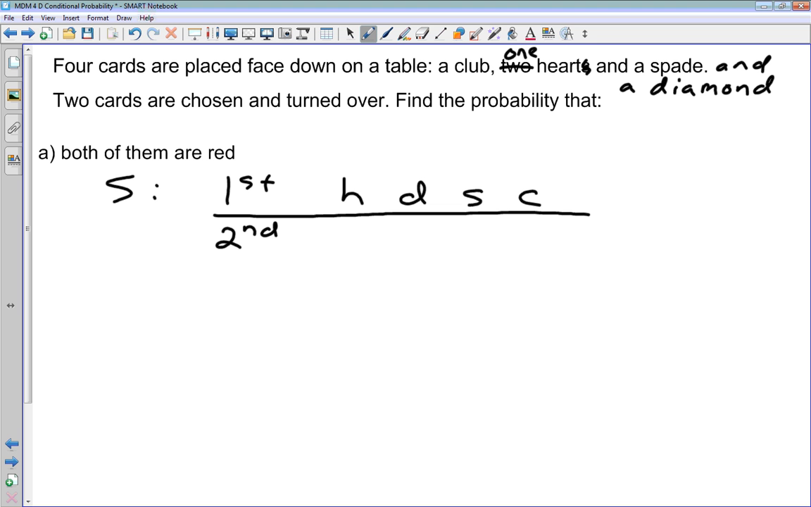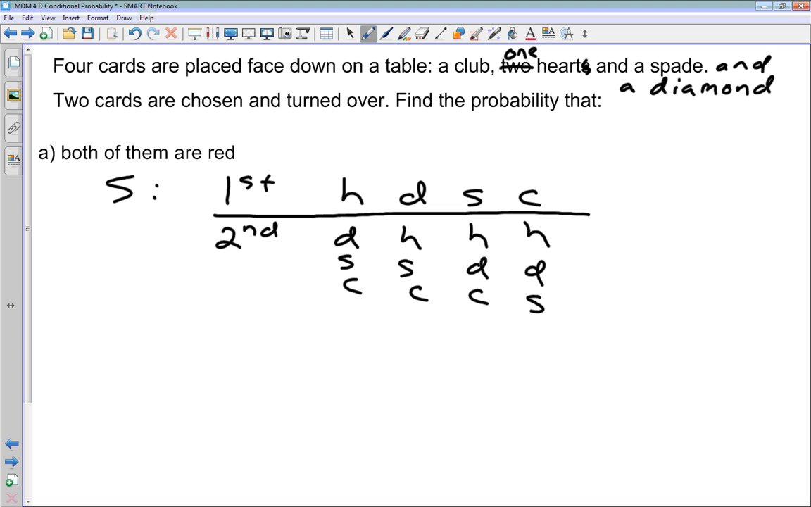When we turn up the second card, if our first card was a heart, we have 3 possibilities for the second: it could be a diamond, spade, or club. If our first card was a diamond, our second card could be a heart, a spade, or a club. If our first card was a spade, our second one could be a heart, diamond, or club. And if our first card was a club, our second card could be a heart, a diamond, or a spade.